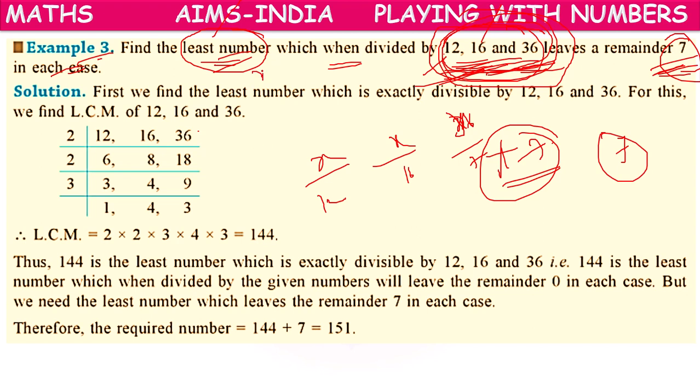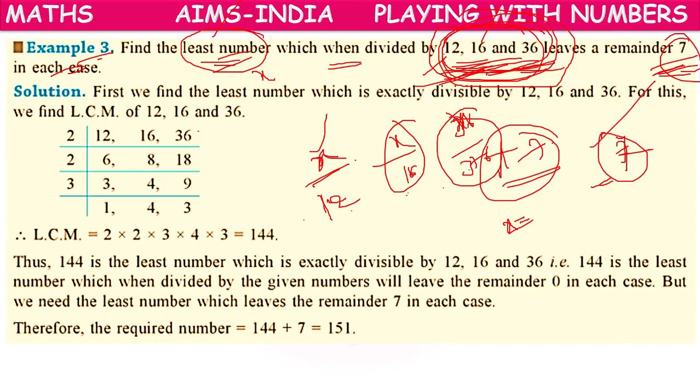Means if the least number is x, we have to find the least number x such that when divided by 12 remainder 7, when divided by 16 remainder 7, when divided by 36 remainder 7. We have to find that number. But before that, we have to find a number which is divisible by 12, 16, 36. For that, 7 we will add. So then remainder will be 7. So let's find the least common multiple of this 12, 36 and 16.